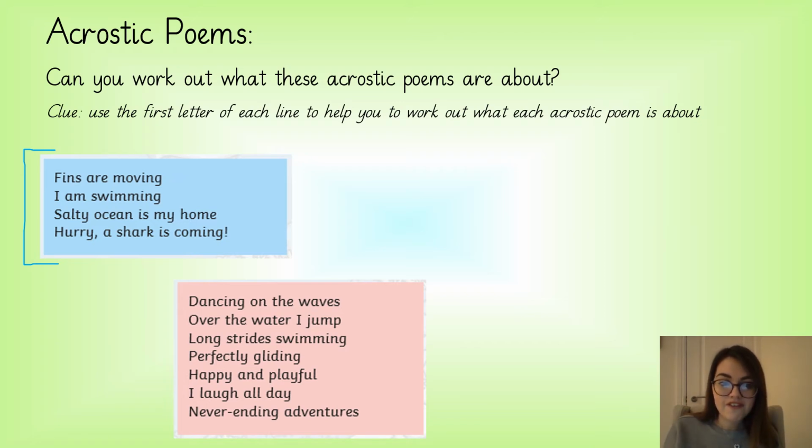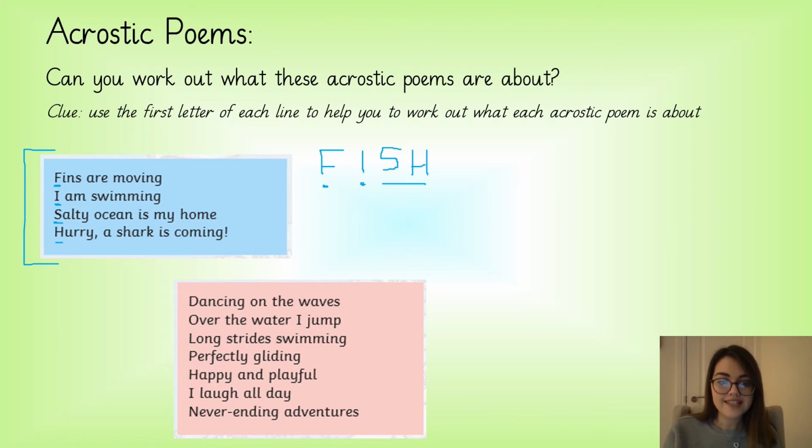Let's look then. The first letter on the first line is F. The next letter on the next line is I. Then we've got the letter S. And we've got the letter P. Let's use our phonics. Are we ready? F, I, Sh. What is our poem about? Fish. Well done.